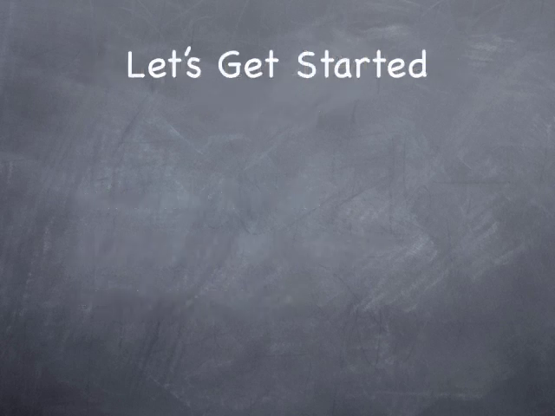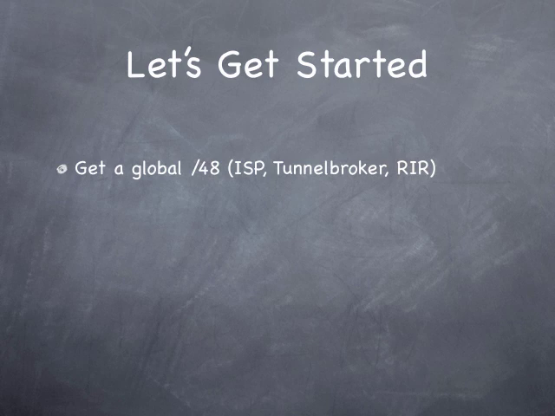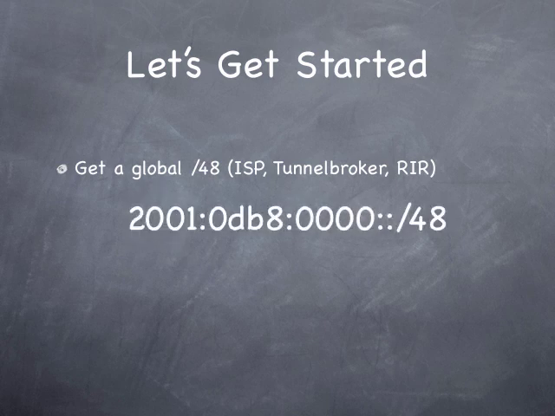So let's get started and talk about how we are getting these addresses and how we are assigning them. First thing you need is your global /48. That's something you get from your ISP, maybe from a tunnel broker if your ISP does not support IPv6, or you get an assignment or an allocation from your regional registrar. So this will look something like this: 2001:DB8::/48. And actually this particular net block, 2001:DB8, is just set aside for examples like this.